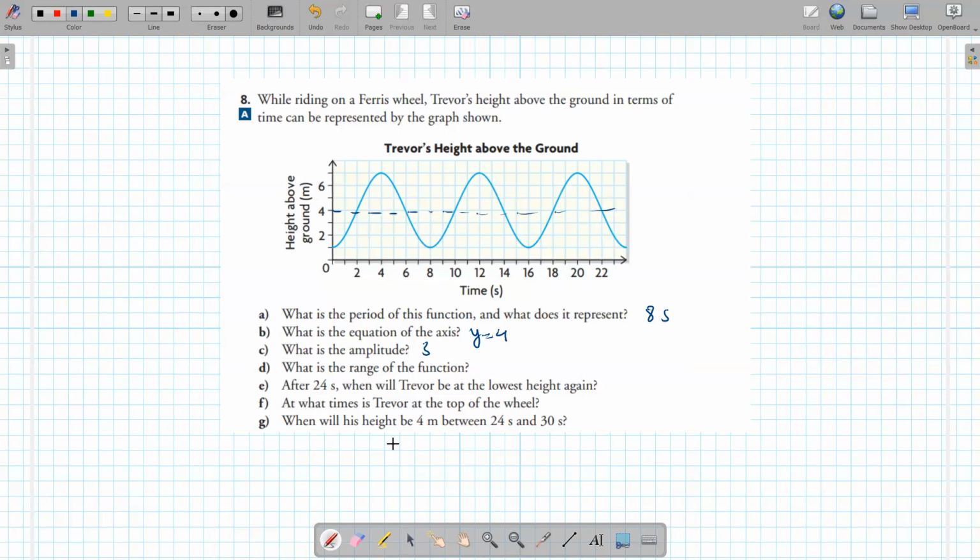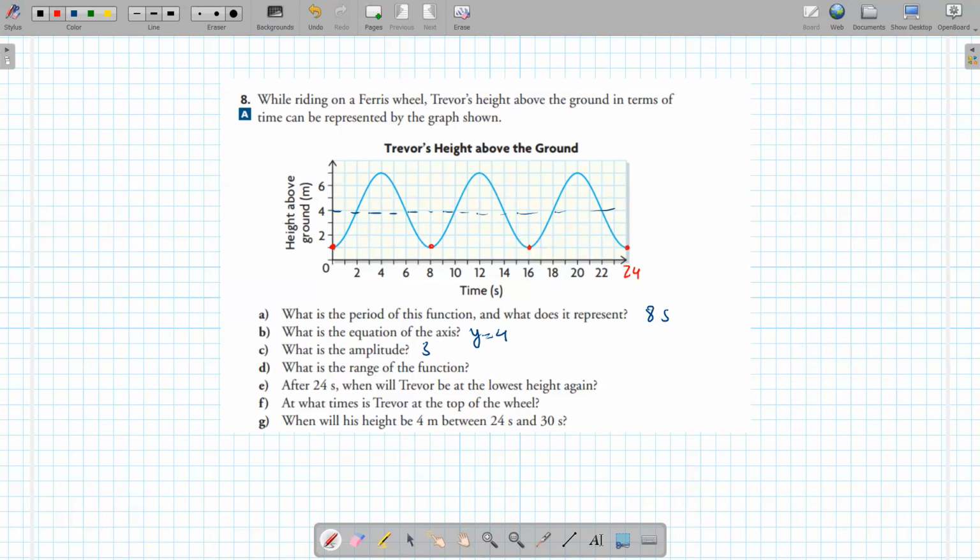So at what time is he at the lowest point? The lowest means the minimum. So he started out at the lowest point, right? After 8 seconds, he's come back to the lowest point. After 8 more seconds, he's come back to the lowest point.